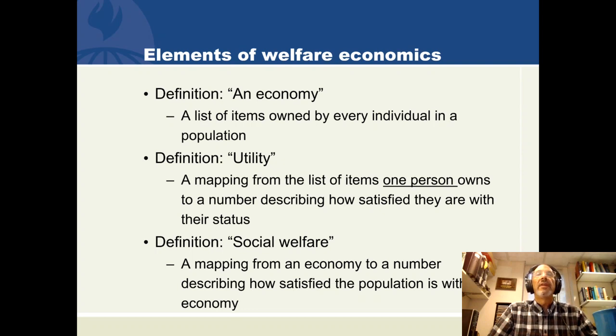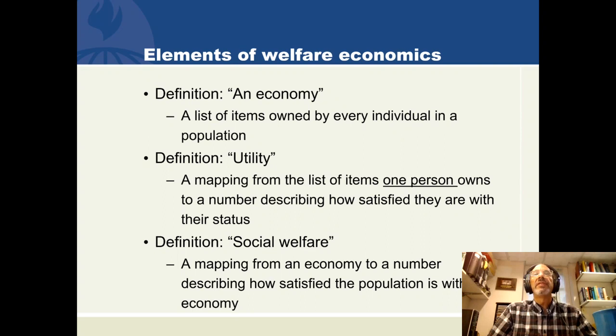We're going to define utility as a mapping from the list of items that one person owns to a number. It's usually a positive number, can be negative, describing how satisfied they are with the list of items that they own. And finally, we're going to define social welfare as a mapping from an economy to a number describing how satisfied the population is with the economy.